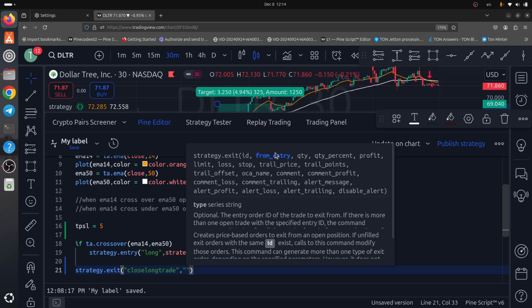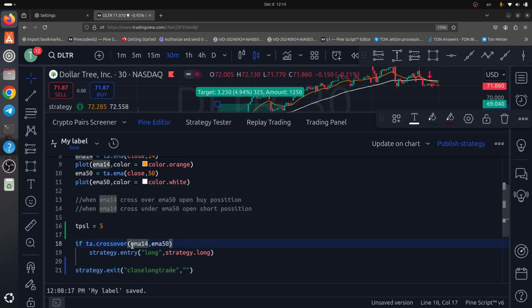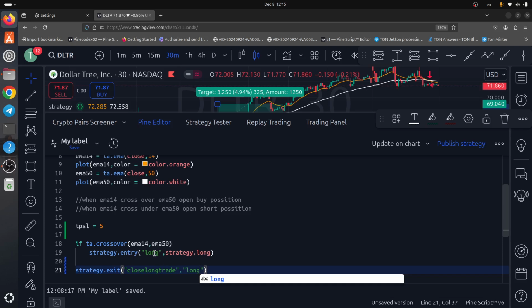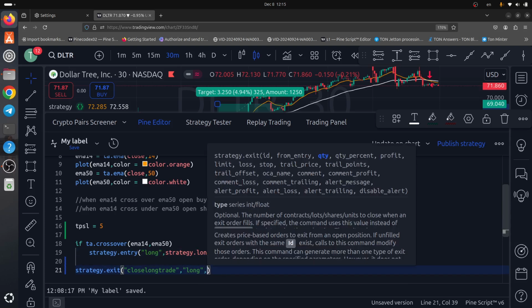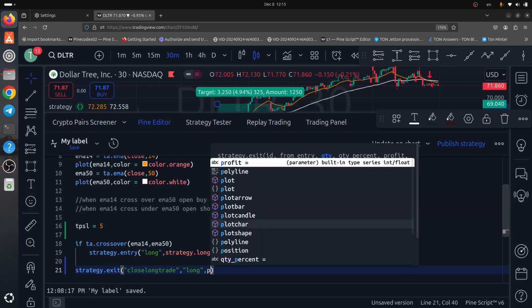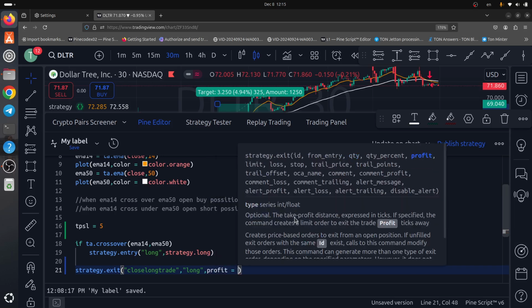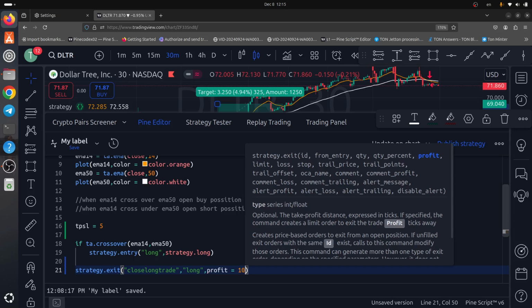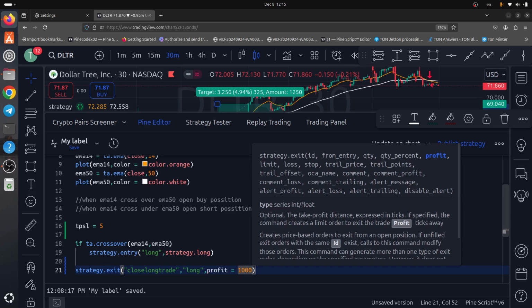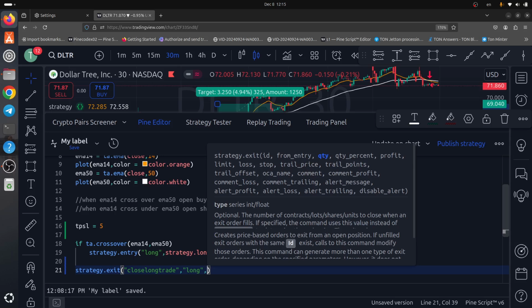And from entry. Sometimes we have several strategy entries, so it asks us for an ID to know which one of them. Here our ID is long. Quantity we do not need; these are advanced things. We have a profit limit, a take profit, which can be given in ticks, for example 100 ticks. What we want is on price, so we use limit.